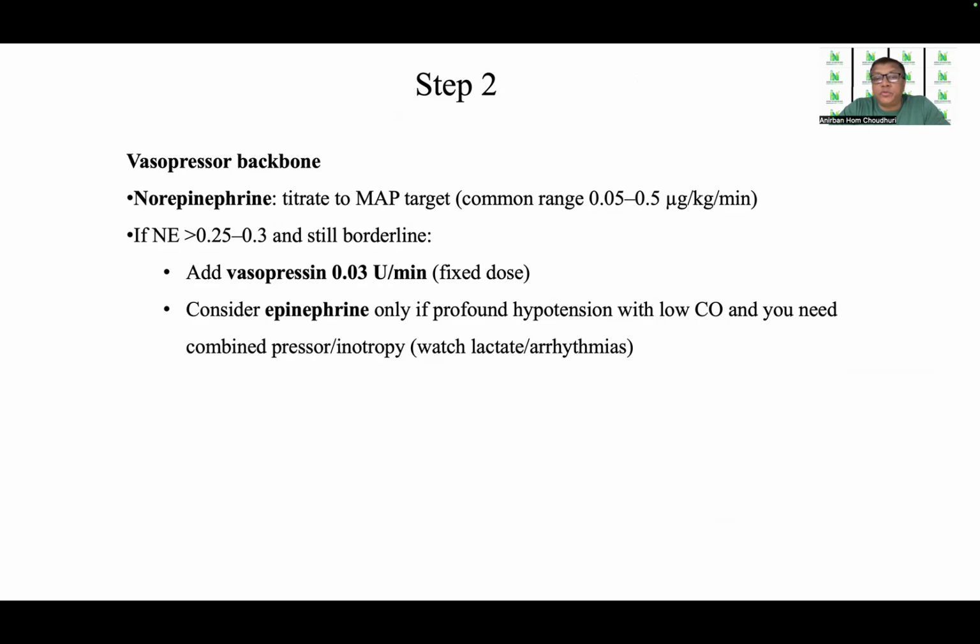The vasopressin dose is 0.03 to 0.04 units per minute, which is a fixed dose. It doesn't vary with the weight of the patient. We consider epinephrine only if there is profound hypotension with low cardiac output, and we need to combine pressor with inotropy. Of course, we need to watch for lactates and arrhythmias, both of which tend to rise following the use of epinephrine.